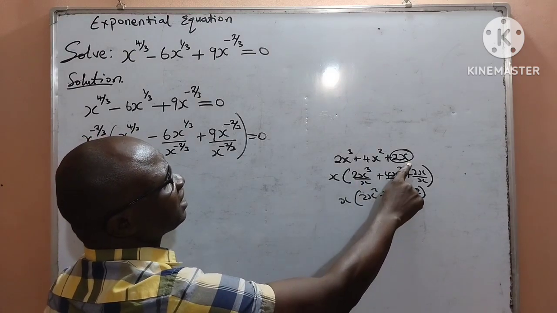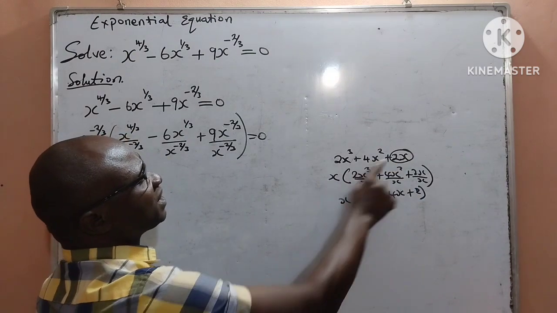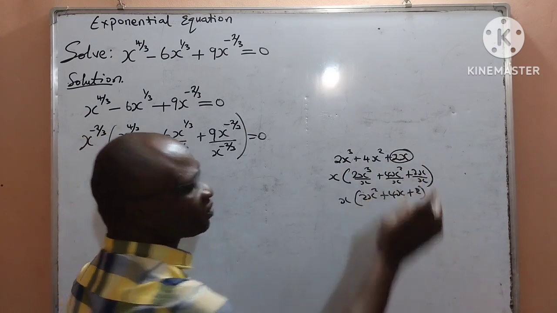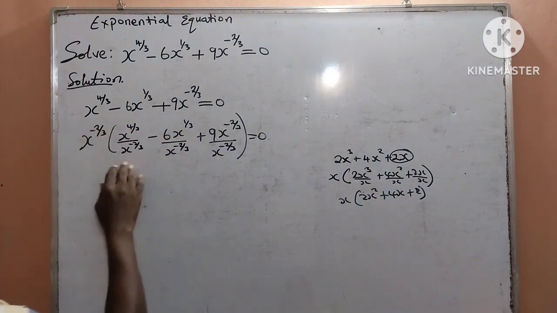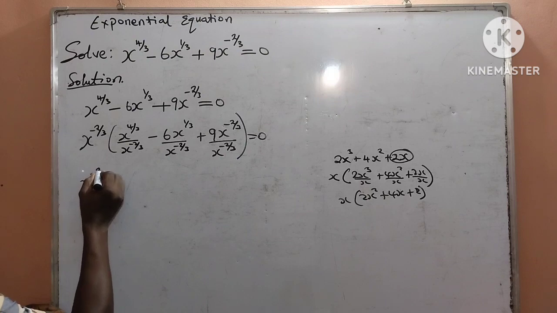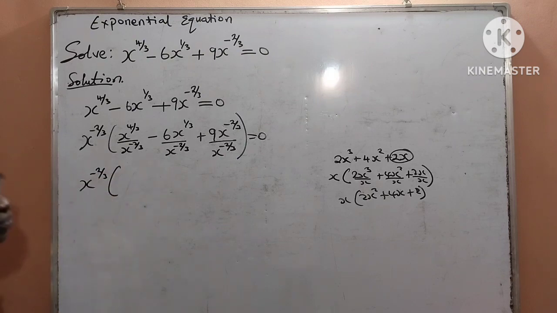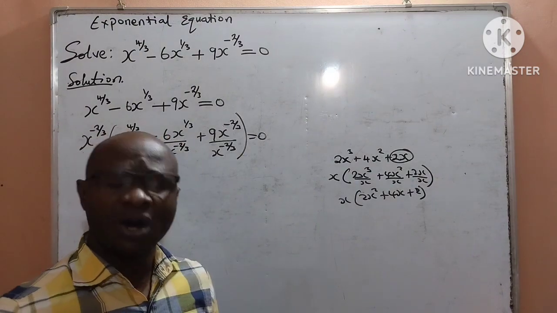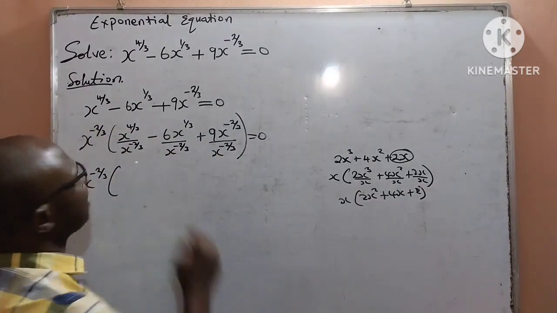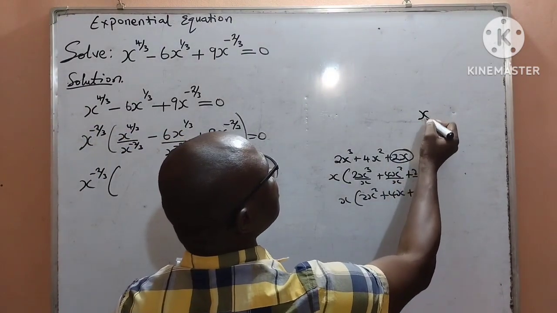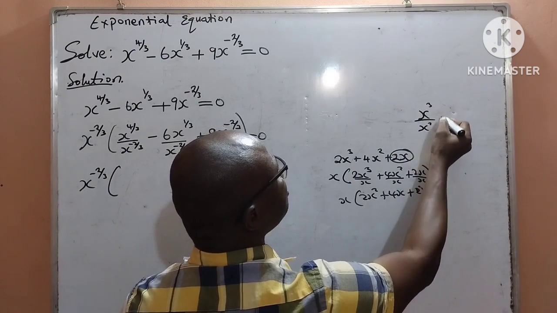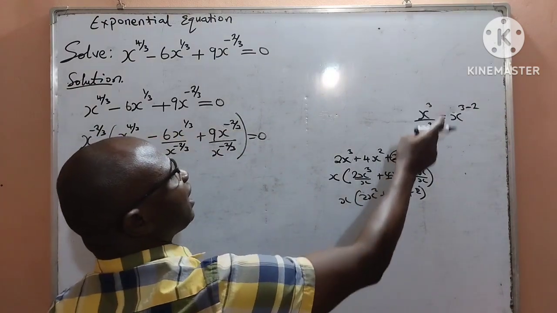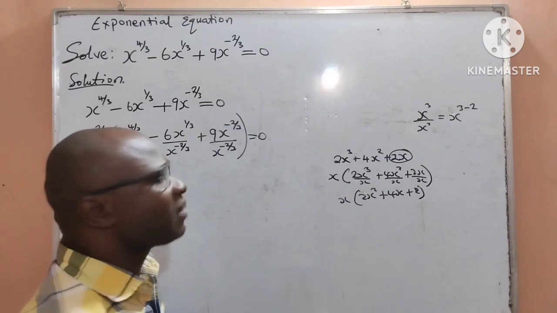Just as I did here, I factored x out. That means I shall be dividing all through by x to know what is left. And at the end of the day, this is what is left. So doing that same thing here, I will now have x raised to power minus 2 over 3 into a bracket. Now, inside this bracket, what will play out is the law of indices. That is the division law of indices that says if I have x raised to power 3 divided by x raised to power 2, it is equal to x raised to power 3 minus 2. Because the bases are equal, we subtract the powers.